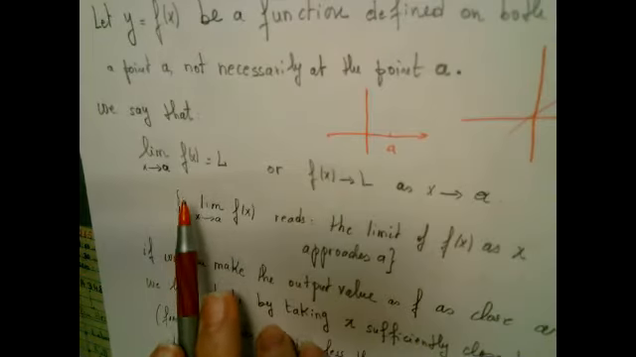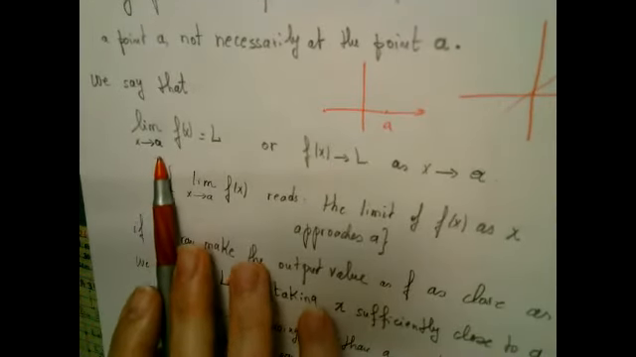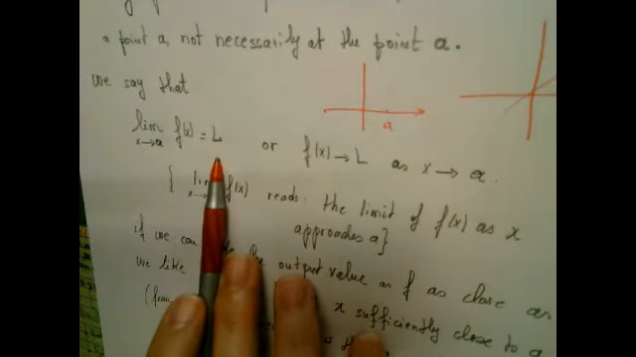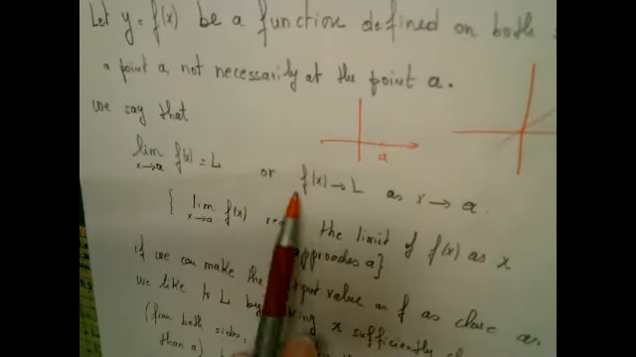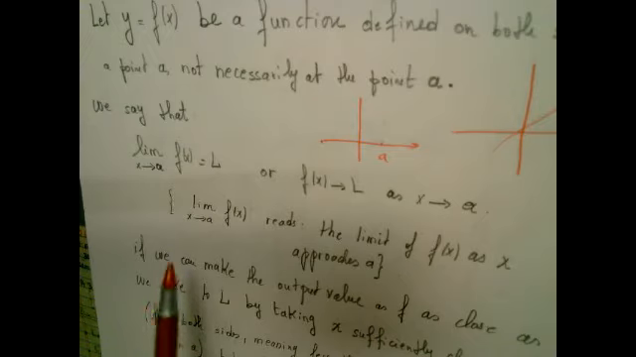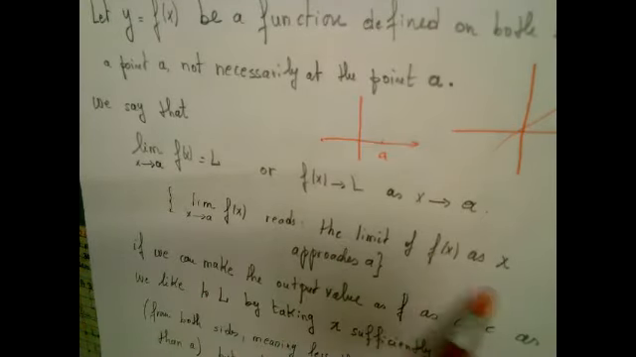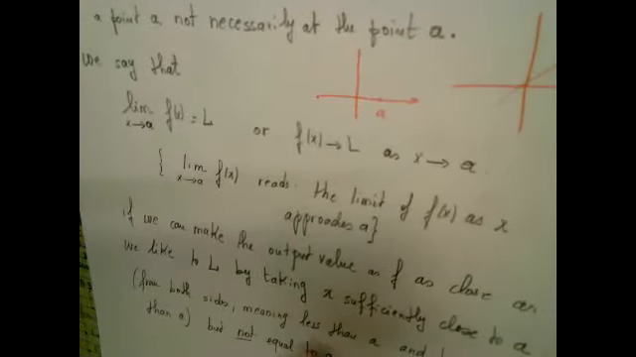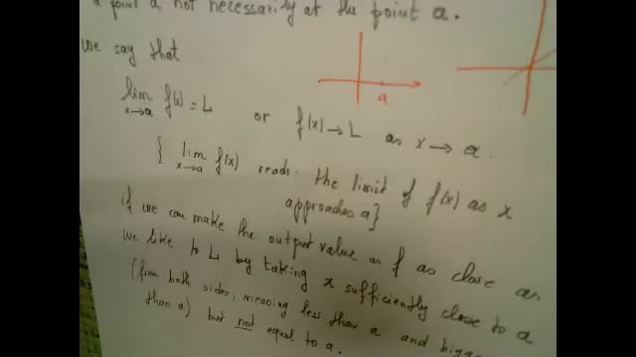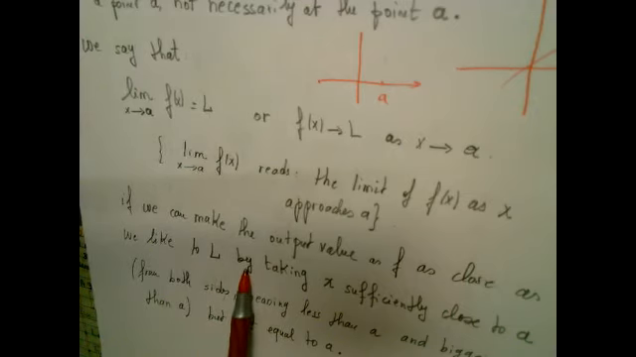Then we say that the limit as x goes to A of f of x equals L, or f of x becomes close to L as x goes to A. So that's how we read this. We read this as the limit of f as x approaches A is L if the following happens. Intuitively, it means that we can make the output value of f very close, as close as we want, to L by taking x very close to A.